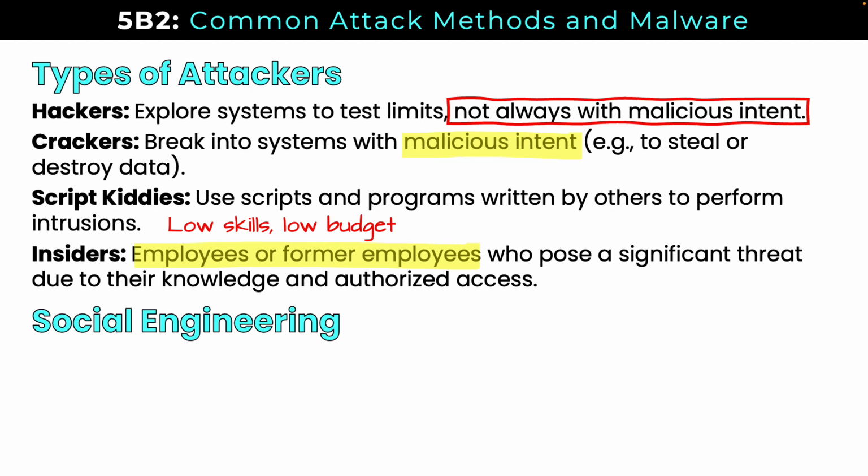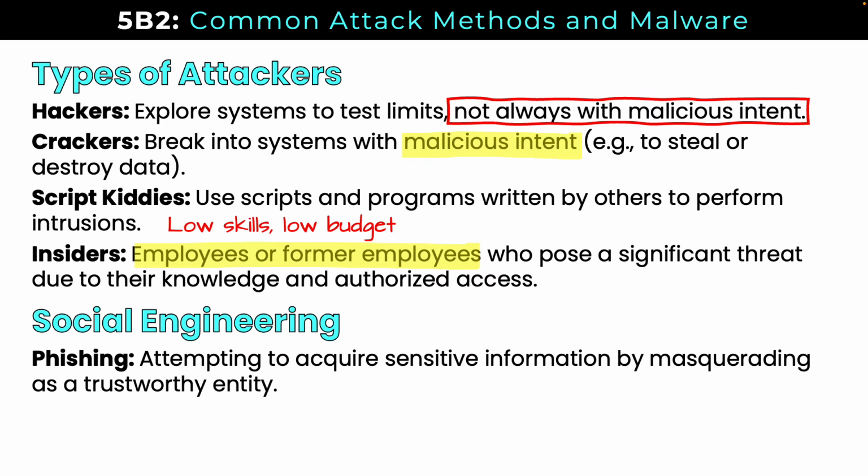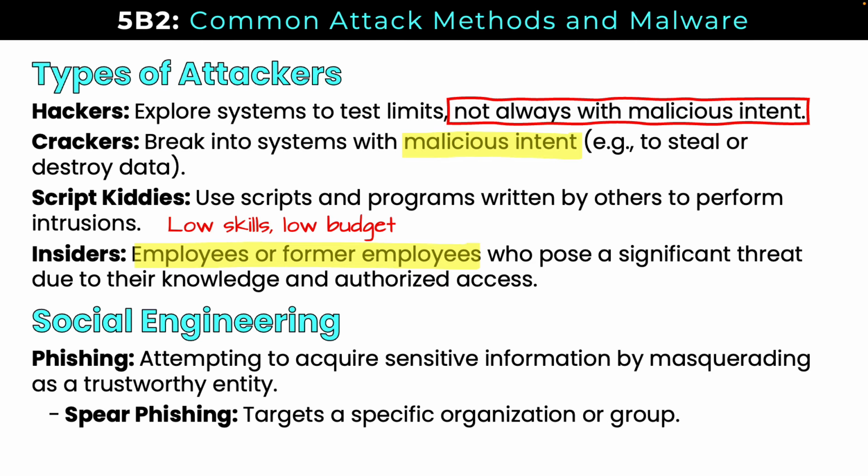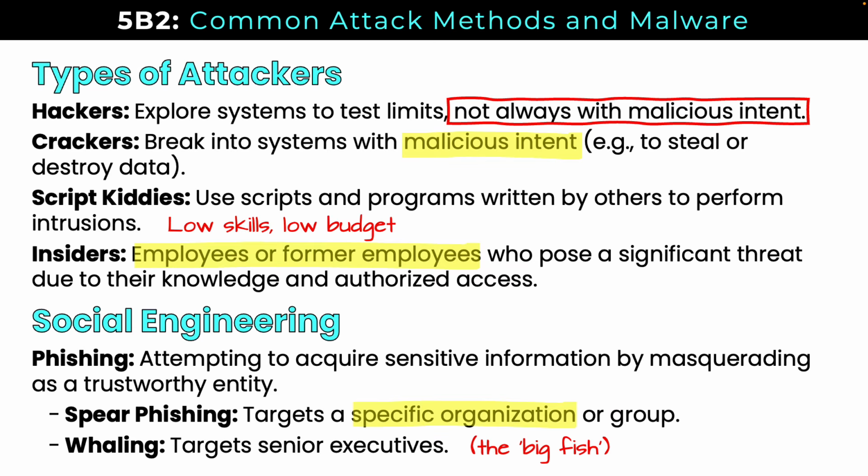From a social engineering perspective, we're focused on the human element here. Phishing is the most common attack, attempting to acquire sensitive information by masquerading as a trustworthy entity. The 2 most common types of phishing attacks these days are spear phishing, which targets a specific organization or group, and I would say most phishing attacks today look like they are at least quasi-targeted to the industry, if not the organization. And then you have whaling, which targets high-value entities within the organization, typically senior executives, the big fish, so to speak.